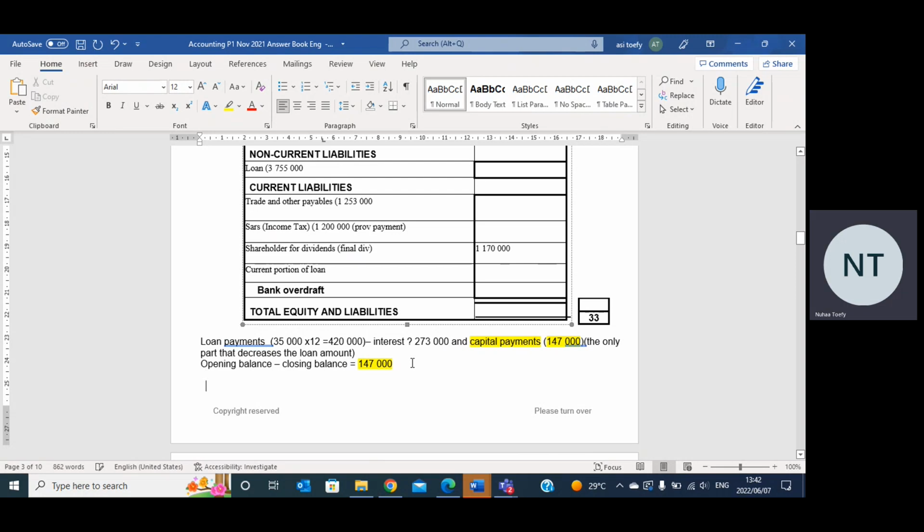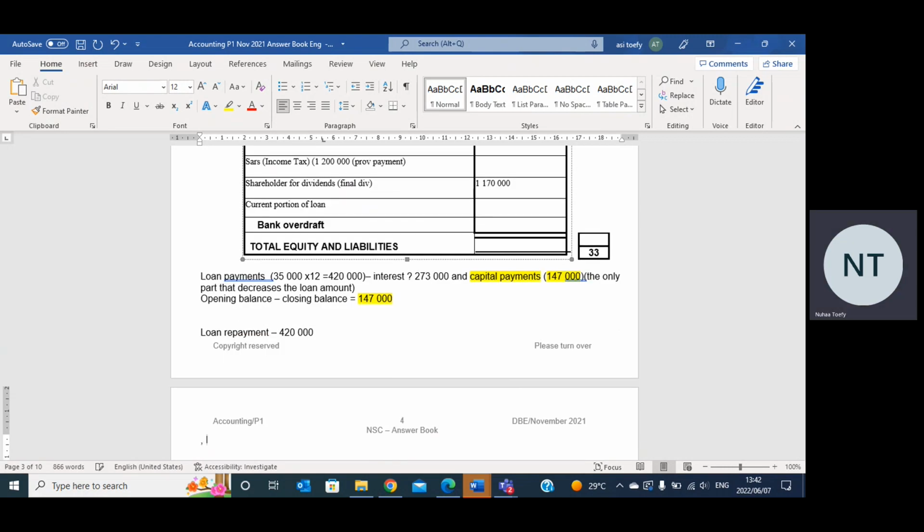Okay, so let's go back one more step. I work out that my loan repayment is equal to 420. My loan difference, I hope you guys can see that, is 147. So I just subtract the two, and if I subtract those two, I will find my interest.